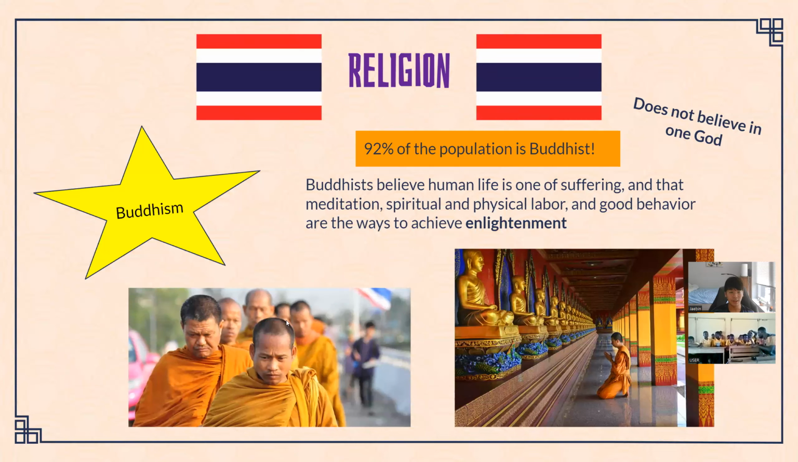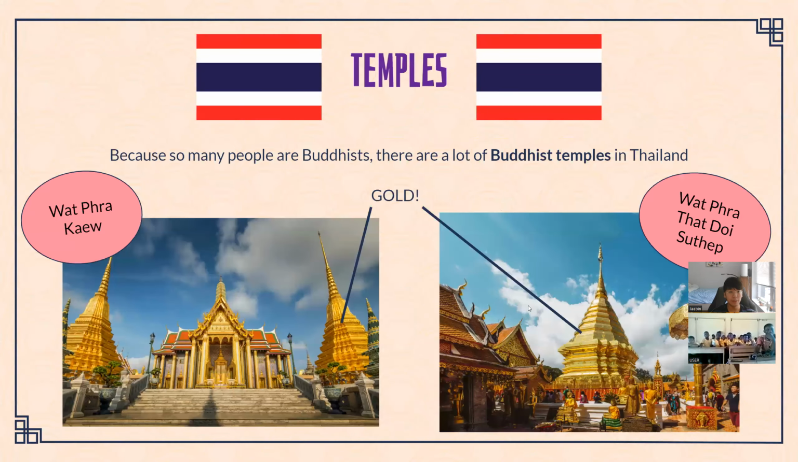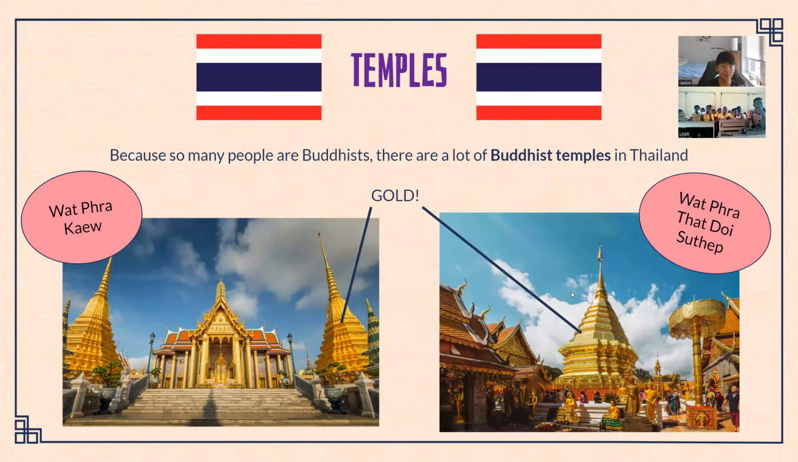The picture shows people praying and meditating. You'll see that often in Buddhism. There are also many temples that are based on Buddhism. Because so many people are Buddhist, there are a lot of Buddhist temples in Thailand. On the left here is Wat Phra Kaew, and on the right here is Wat Phra That Doi Suthep, and I can't pronounce that well, but these are just examples of temples.